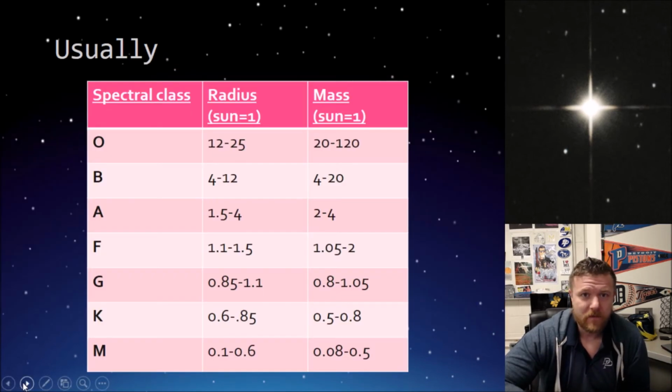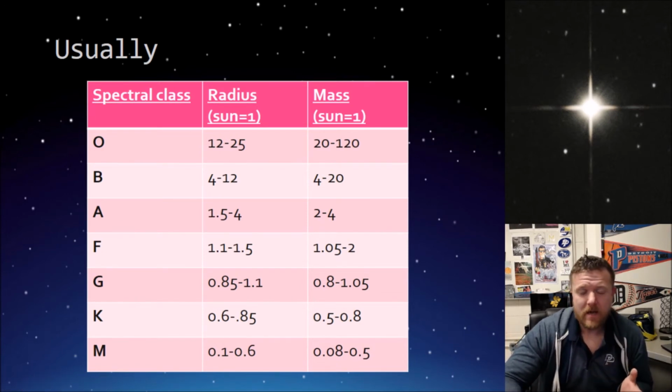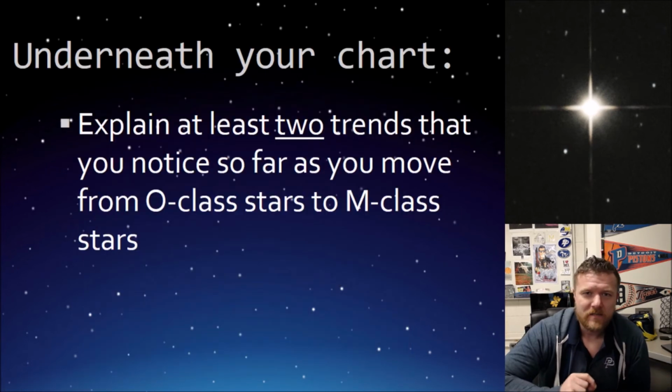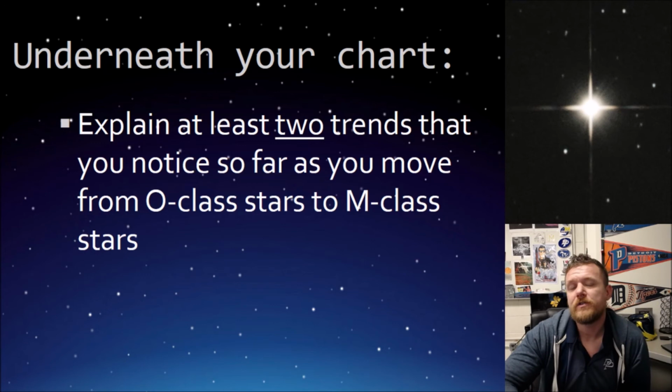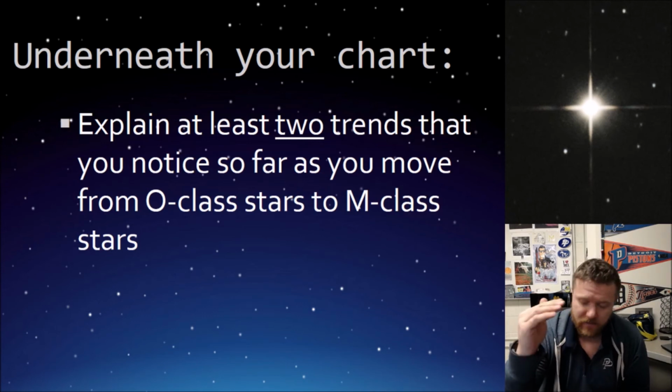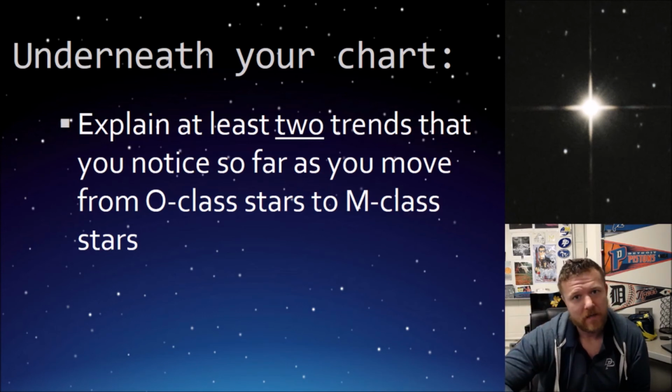A couple more things to fill in your chart. The average radius in sun radii for these stars, as well as the average masses in solar masses for these stars. Again, our sun is a class G star, so 1 solar radius and 1 solar mass should be down here for class G. Now I want you guys to take a look at the data that you've written down so far, and try to identify 2 trends that you see already as you go from an O-class star down to an M-class star. What are 2 different trends that you see in that data?